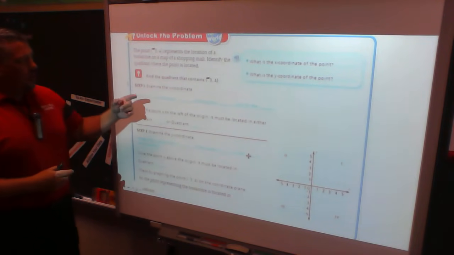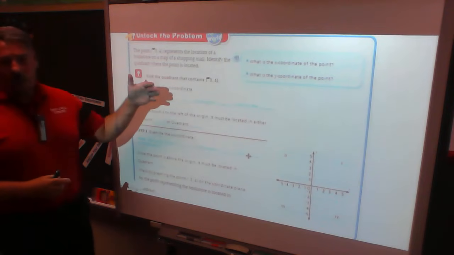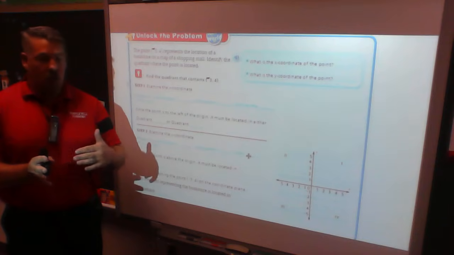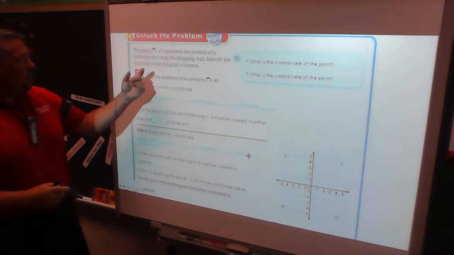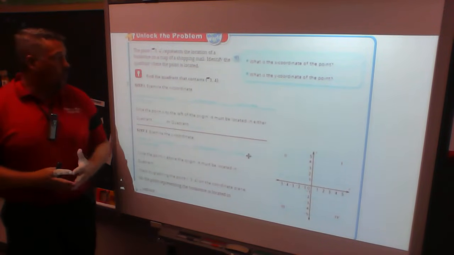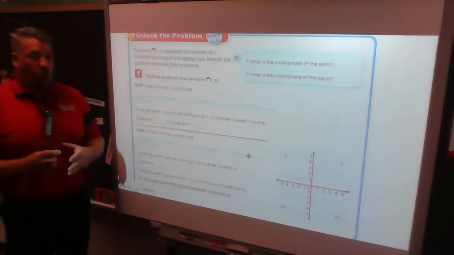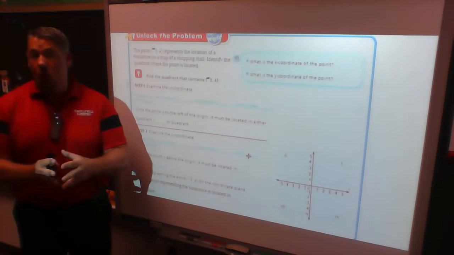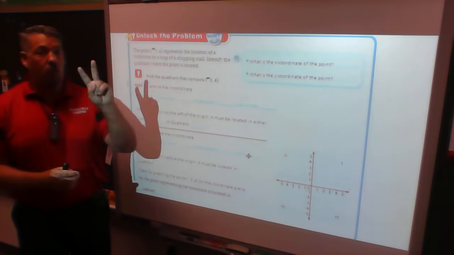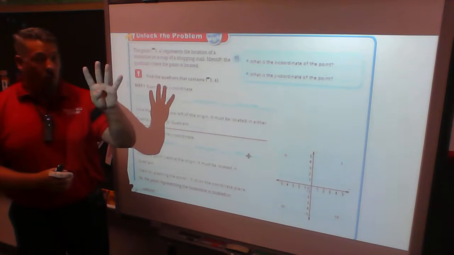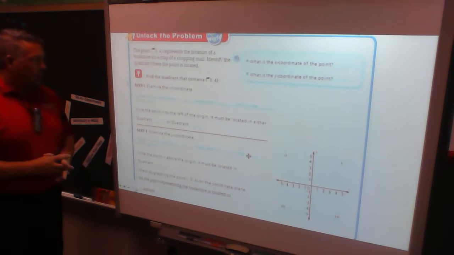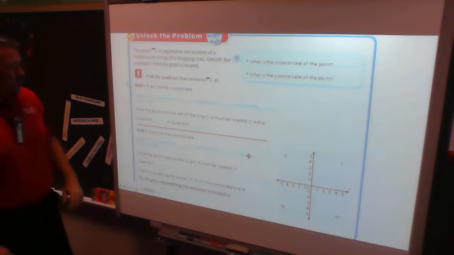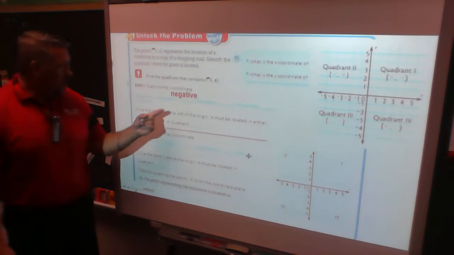When I start looking at it then, its introduction says the point -3, 4, so the ordered pair of -3 for my X, +4 for my Y, represents the location of a bookstore on a map of a shopping mall. Identify the quadrant where the point is located. So my final answer is going to be a Roman numeral 1, a Roman numeral 2, 3, or a 4, depending on where it is. It says, think what the x-coordinate is. Well, my x-coordinate is what? It's a negative, right?